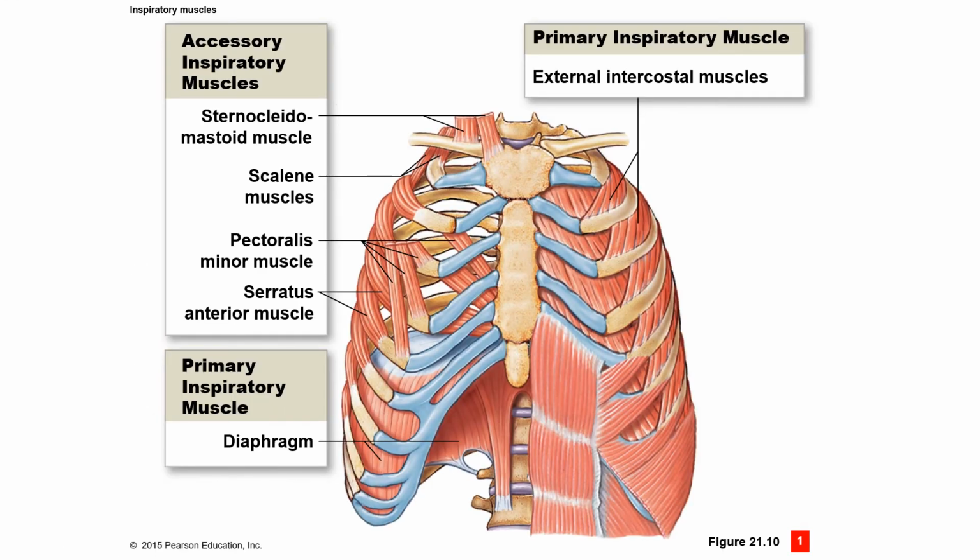Here we can see some of those muscles as they are laid out in this diagram. We can of course see the external intercostal muscles and the diaphragm, the two primary inspiratory muscles. The accessory inspiratory muscles listed on the side here are the sternocleidomastoid, which is going to connect to the upper neck and allow the neck to open up to allow air to flow down it. The scalene muscles, which will provide some support to the back of the rib cage and open them up. Pectoralis minor muscle, which would open up the front of the rib cage, and the serratus anterior muscle, which would serve a similar function to the pectoralis minor.